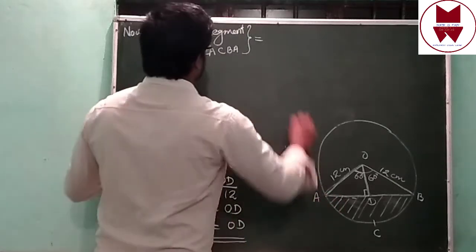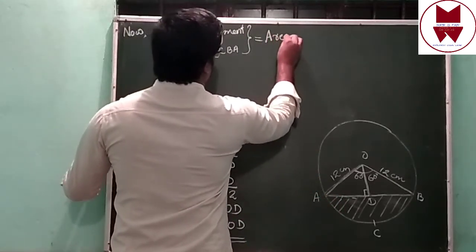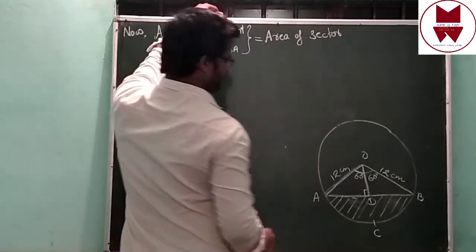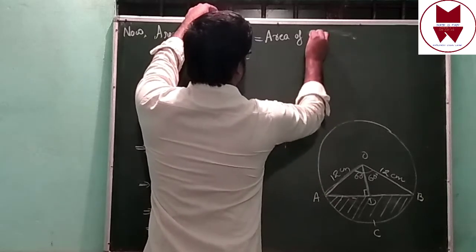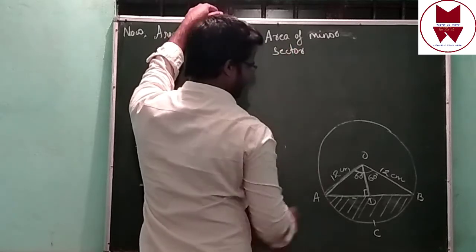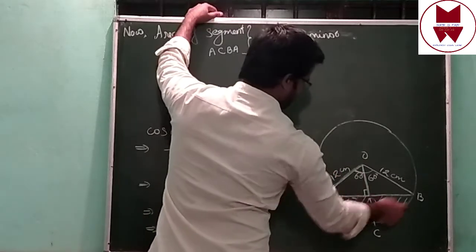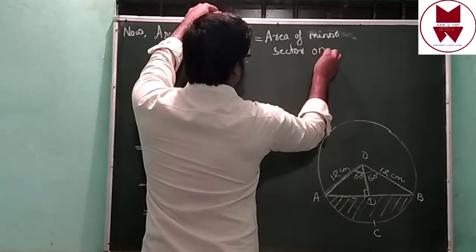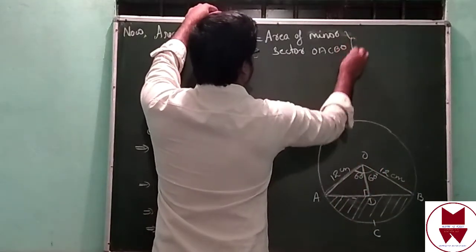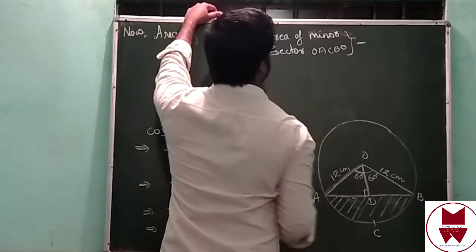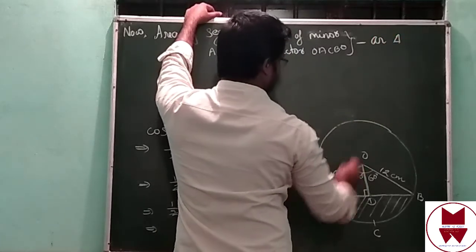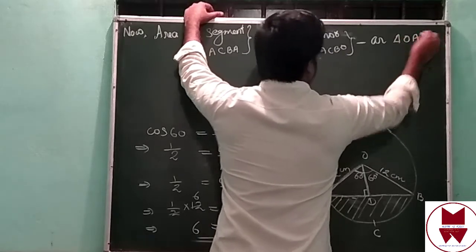Then, area of sector. Name of sector. You can write minor sector also. That is the minor sector. Area of minor sector. Name of sector is O, A, C, B, O. Minor segment minus area of triangle. In here one triangle is there: O, A, B.